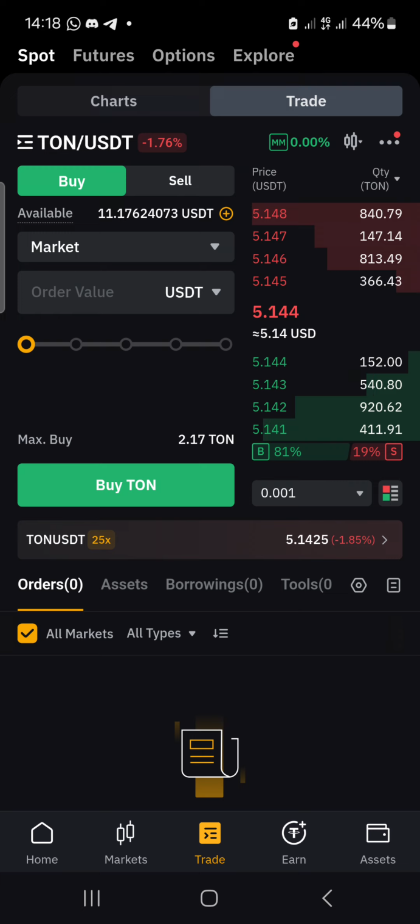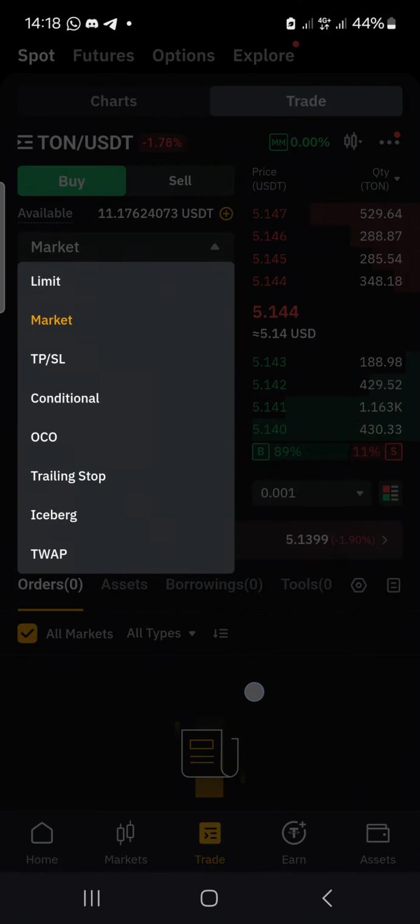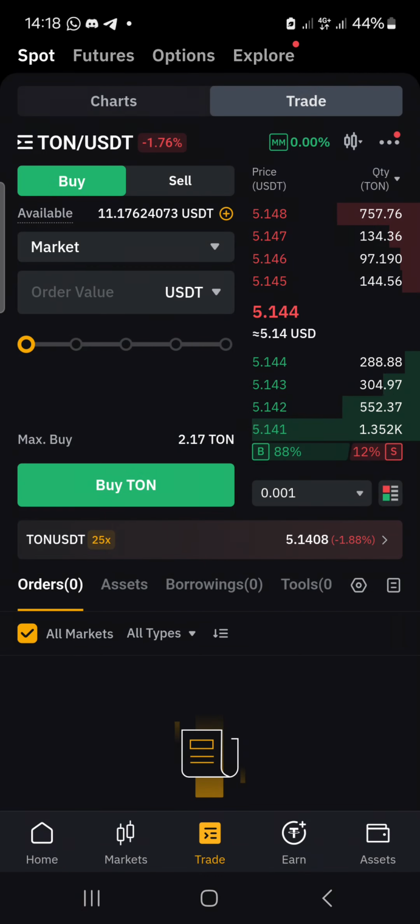Hold on, guys. So let's continue. When you click on market, remember we clicked here because we want to trade by market order. We clicked there and we clicked on market. So when you click on market, it's going to pop up here. You now see market here.